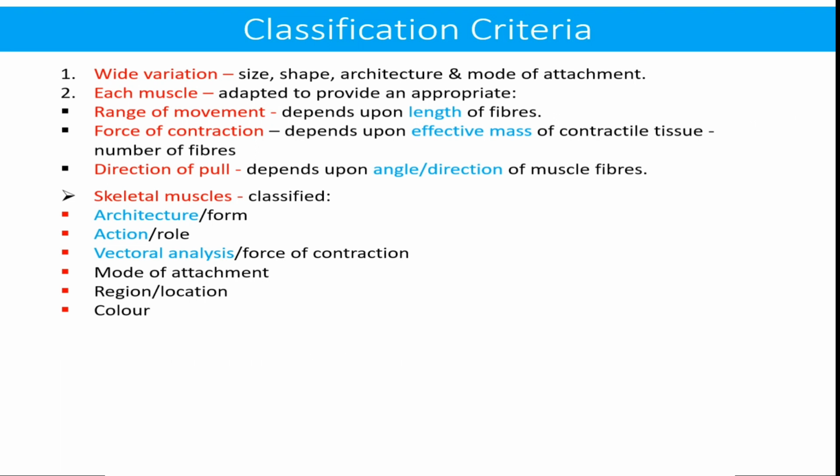By keeping all these criteria in mind, skeletal muscles are classified according to architecture or form, action or role in movements, vectorial analysis or force of contraction, mode of attachment, regional or location-wise, and according to the color of the muscles.